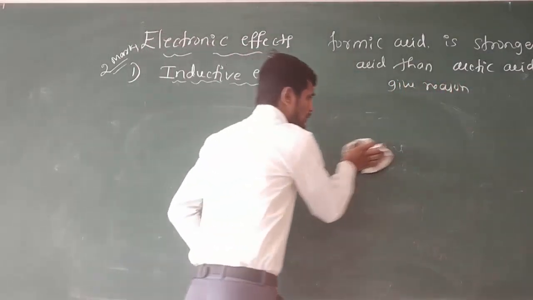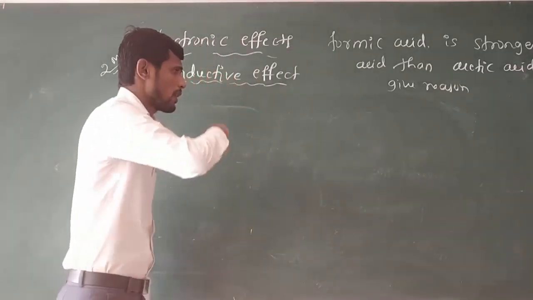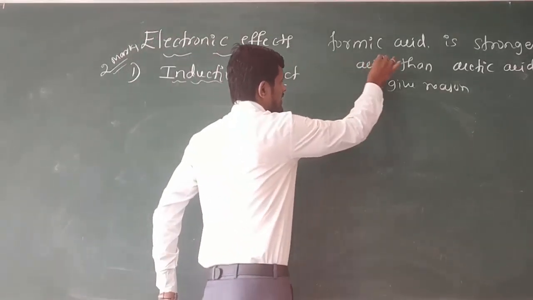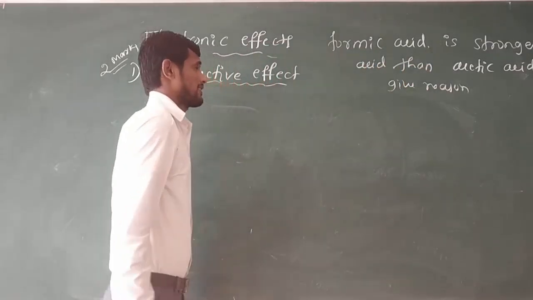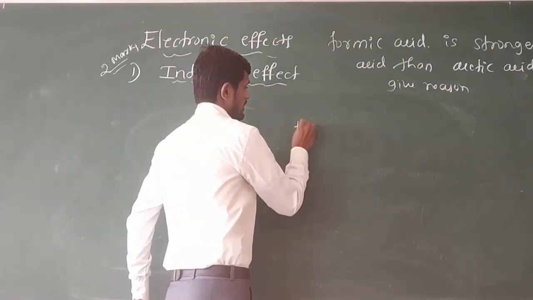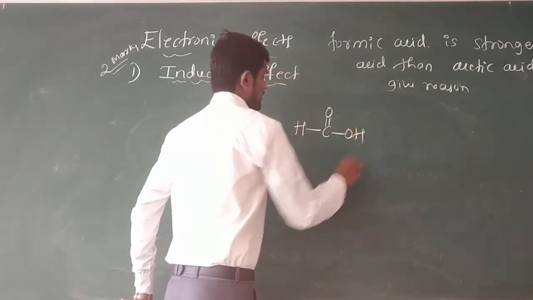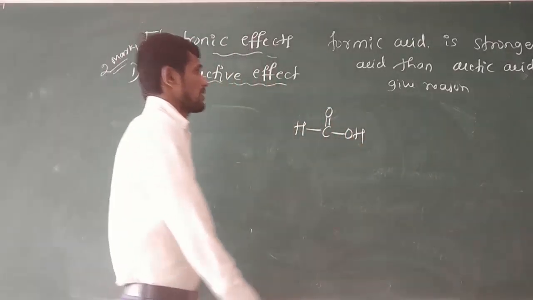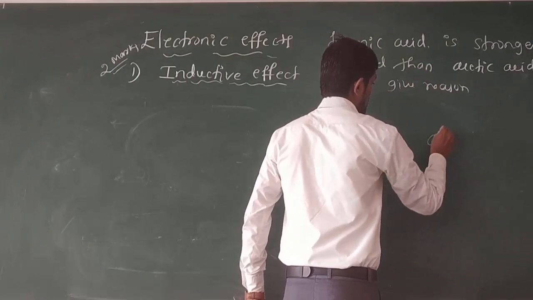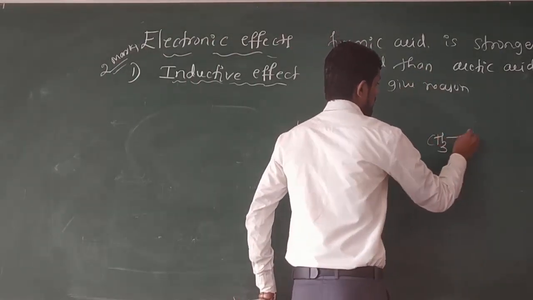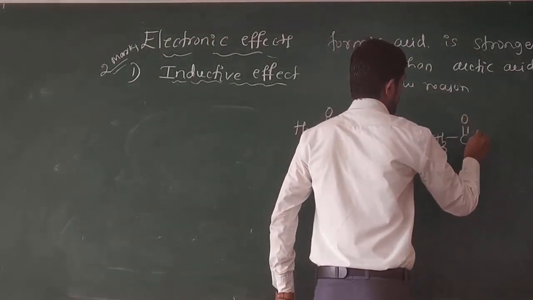Students, you know about inductive effect now. Here I write the structures of both the acids. One is formic acid, and this is HCOOH. Yes, this is formic acid, and acetic acid is nothing but CH3-C-double-bond-O-OH.